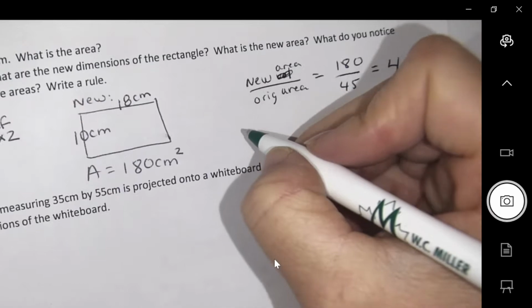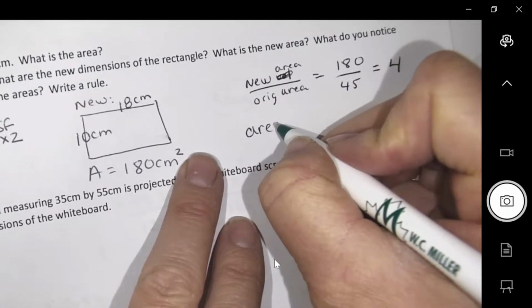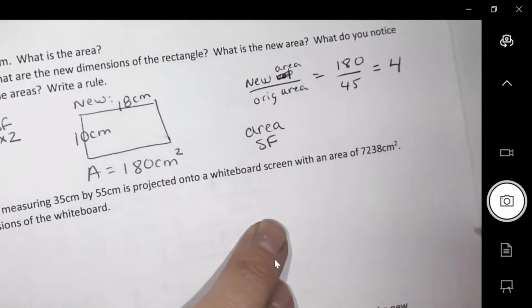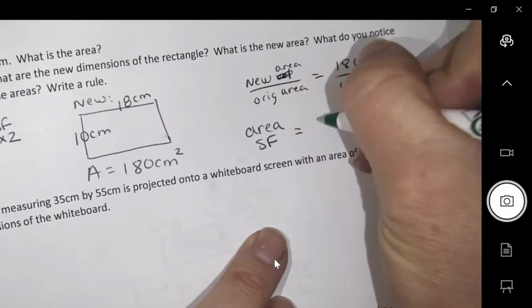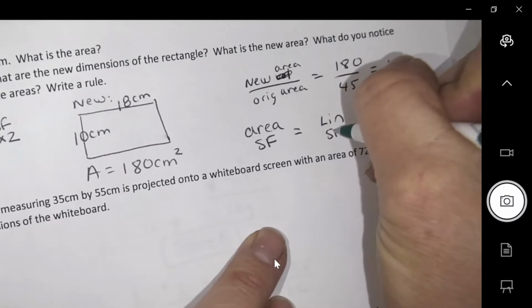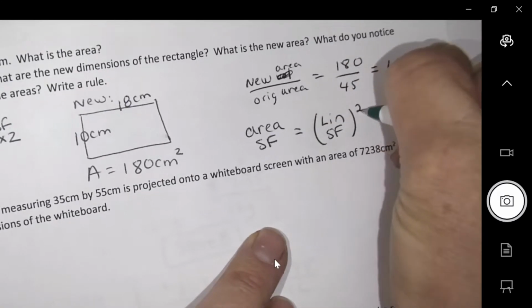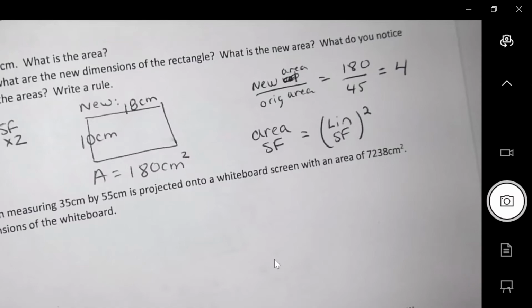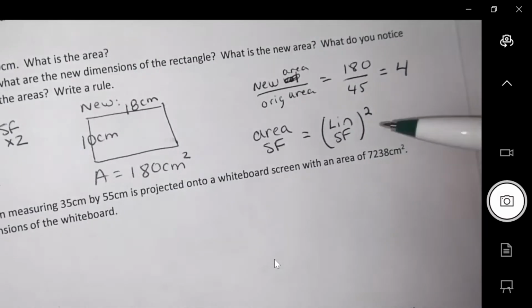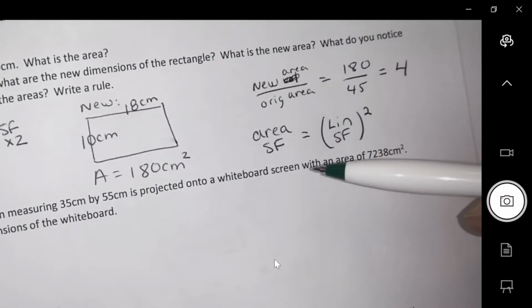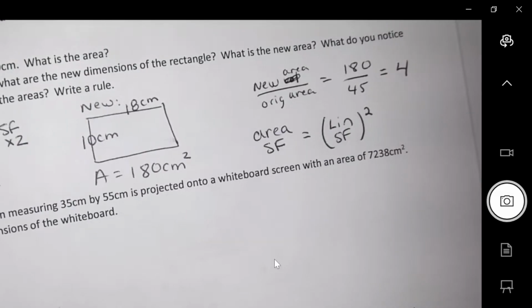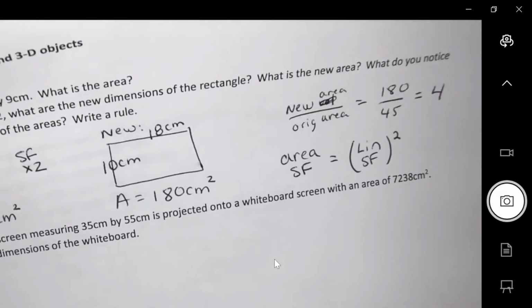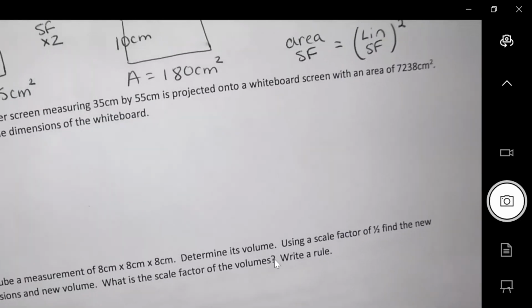Let's write a rule. So here it is. The area scale factor equals the linear scale factor squared. So whatever I'm doing to the sides, the area will be squared that relationship.